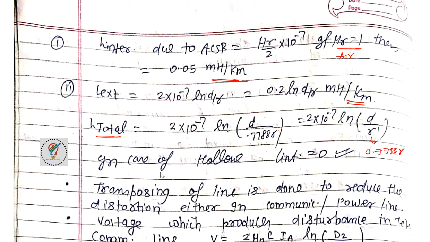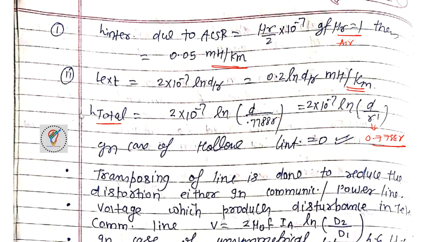In case of hollow conductors, the conductor won't have any internal flux linkages, so internal flux linkage is 0. At that time the total inductance is equal to 2 into 10 power minus 7 into ln of d by r, which is the same formula as that of external inductance.